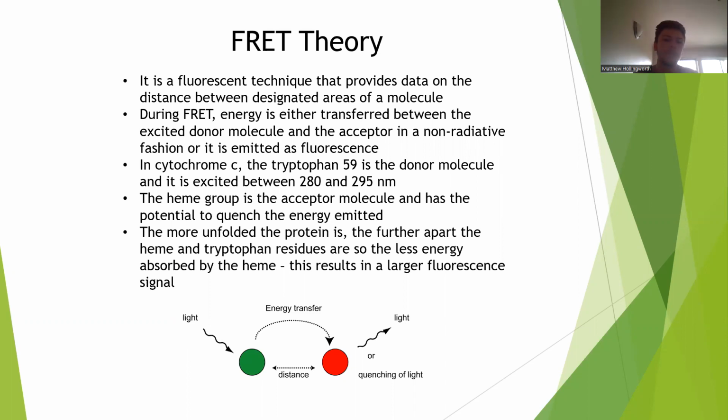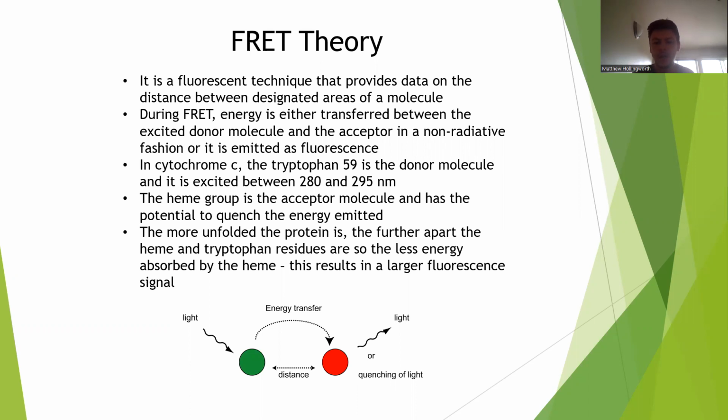This technique allowed us to uncover a little bit about the folding of the protein, because the more unfolded the protein was, the further apart the heme and the tryptophan residues were. And this increased distance meant that less energy was being absorbed by the heme. And so the fluorescence signal increased as the distance between the tryptophan and the heme increased.